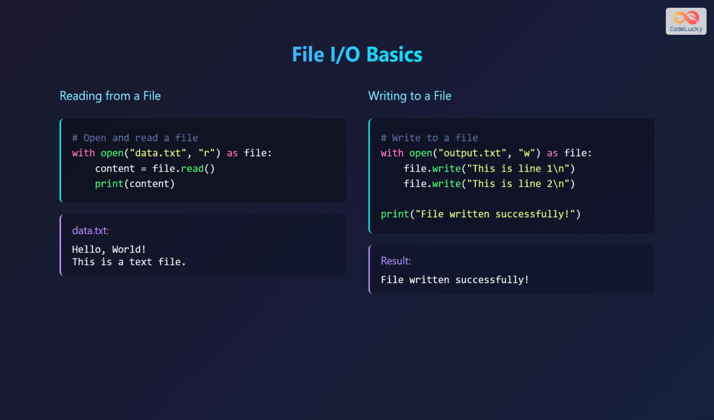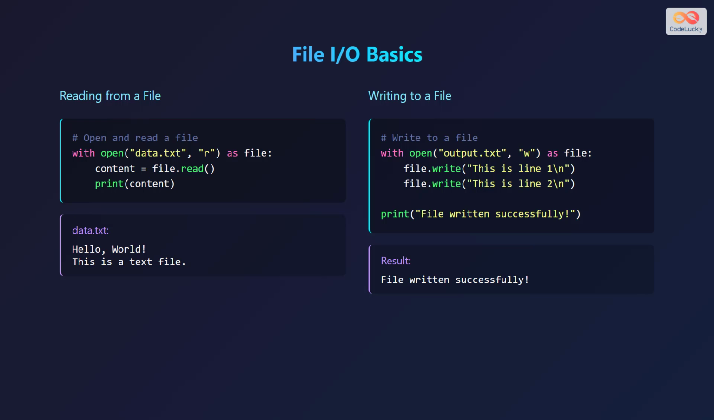Python can read from and write to files, which is essential for handling data stored on disk. The open function is used to open a file, and the read and write methods are used to read from and write to the file, respectively. The with statement ensures that the file is properly closed after the operations are completed.